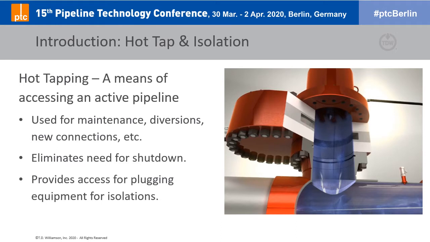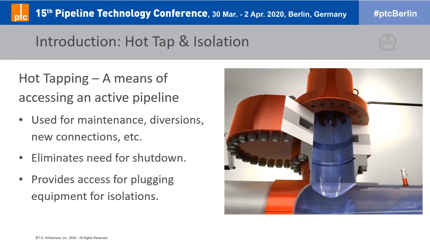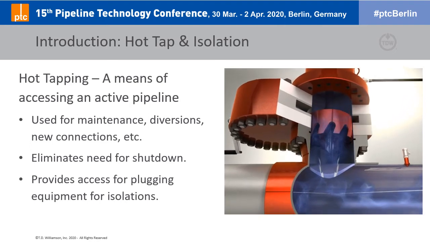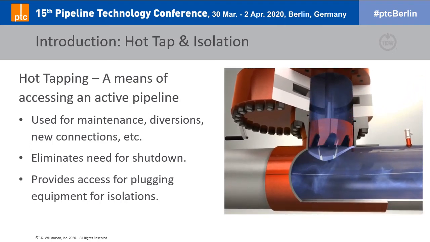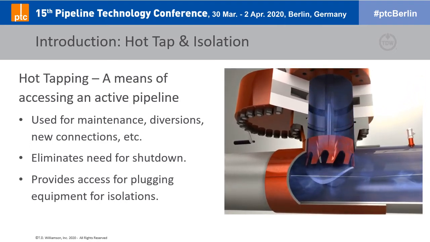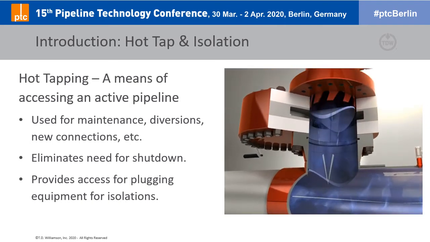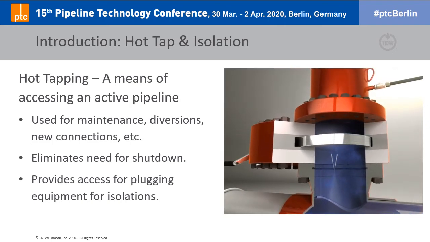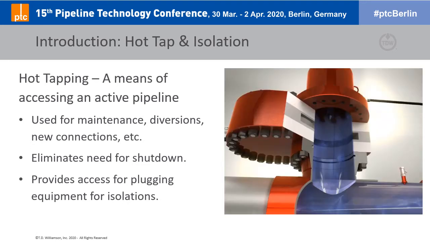As a short reminder, hot tapping is a way to access a live pipeline by cutting and removing a piece of the pipe, as illustrated in the figure on the right. It does not require shutting down the pipeline, nor stopping the flow. Hot tap interventions are done for various reasons, as new tie-in connections, maintenance activities, or as part of an isolation in combination with plugging equipment.